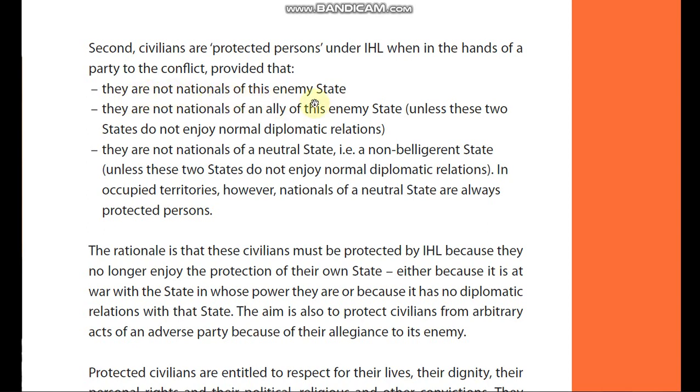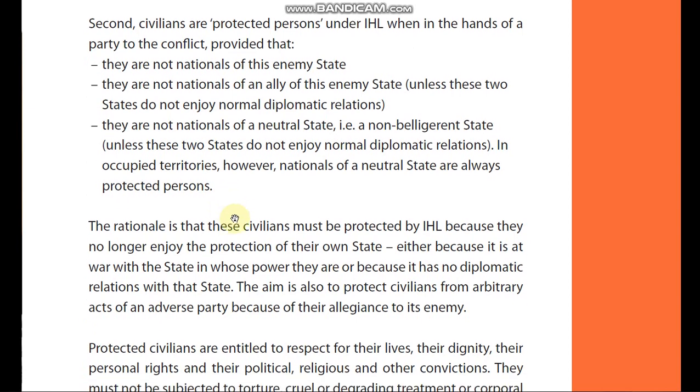We are not nationals of the enemy state, so we have general protection, and we have the second type of protection, which is the specific protection or private protection as persons under the occupation, or when the people are not nationals of allies of this enemy state, and also when these civilians are not nationals of a neutral state, I mean a non-belligerent state like Switzerland.